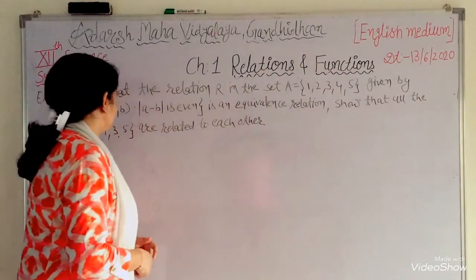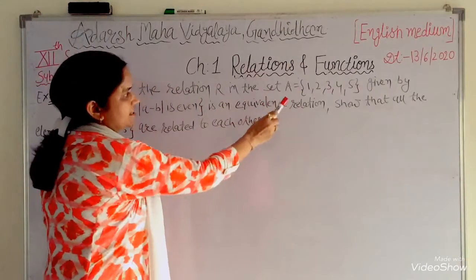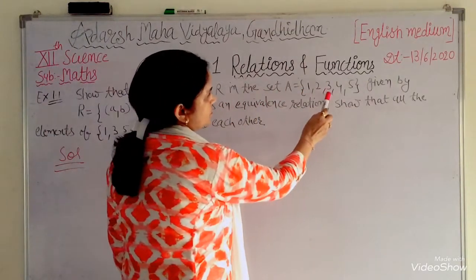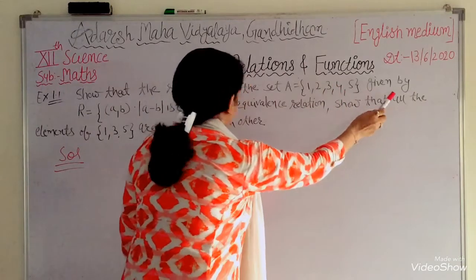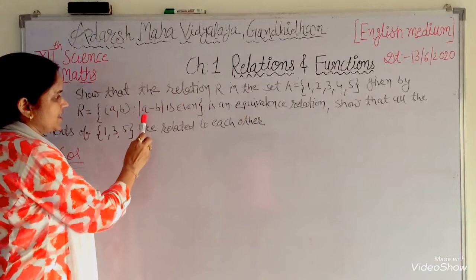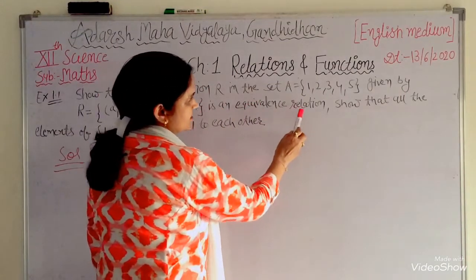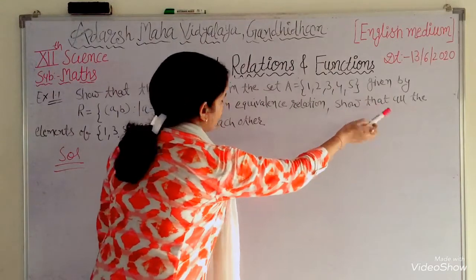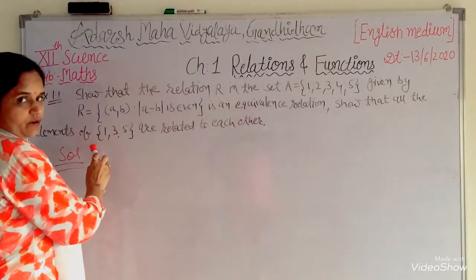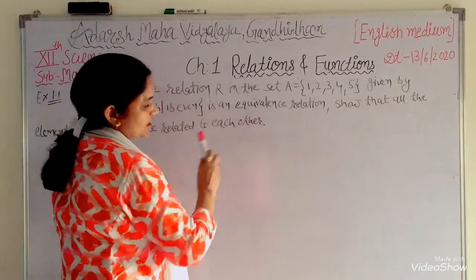The question is: show that the relation R in the set A = {1, 2, 3, 4, 5} given by R = {(a, b) : a minus b is even} is an equivalence relation. Show that all the elements of {1, 3, 5} are related to each other.